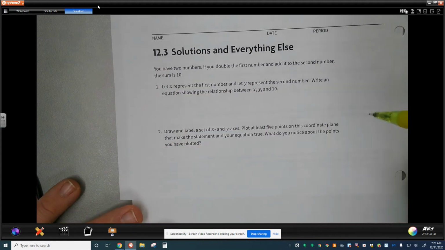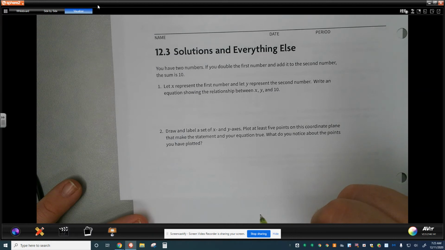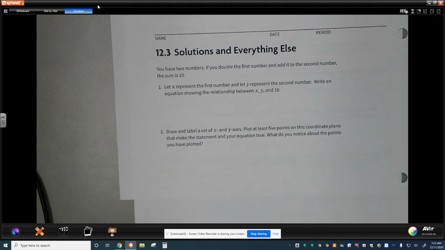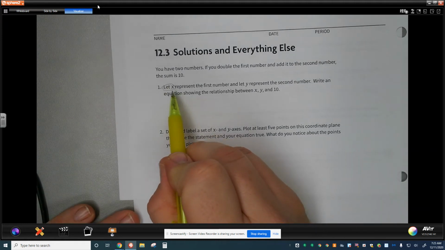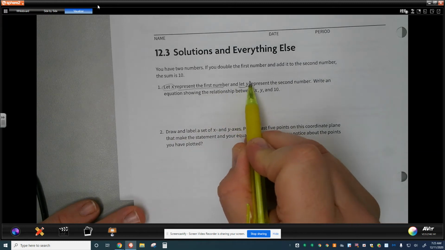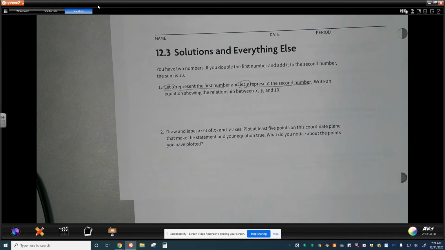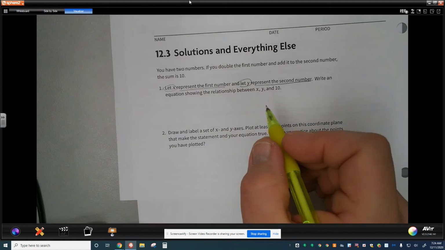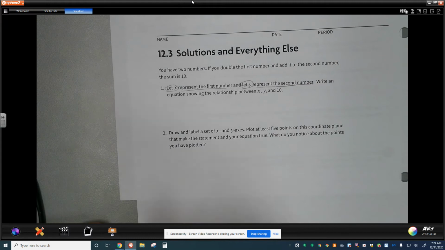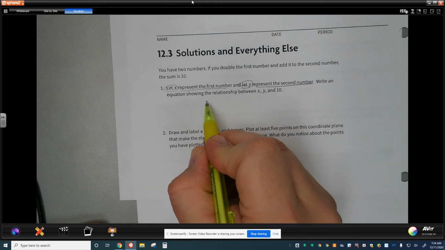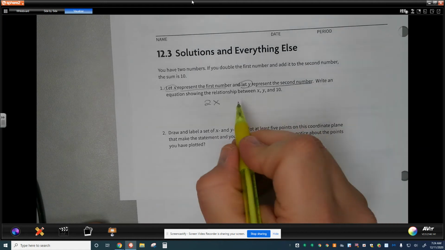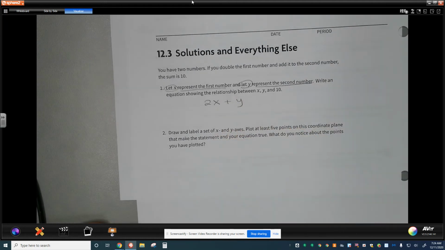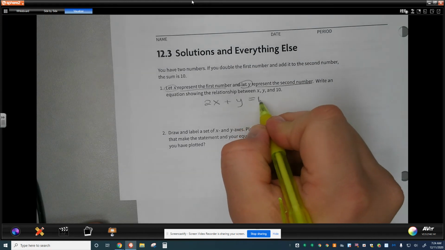In this case, you have two numbers. If you double the first number and add it to the second number, the sum is 10. Let's think about this. We're going to let x represent the first number and let y represent the second number. Write an equation showing the relationship between x and y and 10. So if you double the first number and add it to the second number, the sum is 10. Well, x is the first number, so we want to double the first number and then add that to the second number. The sum is 10.